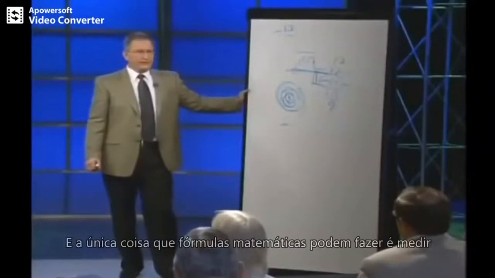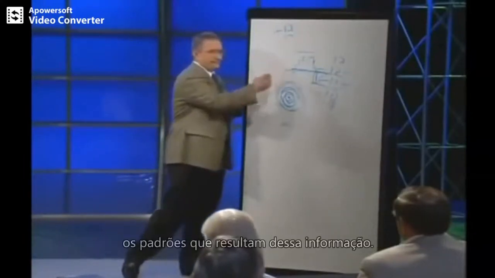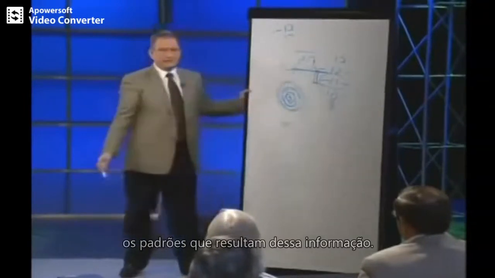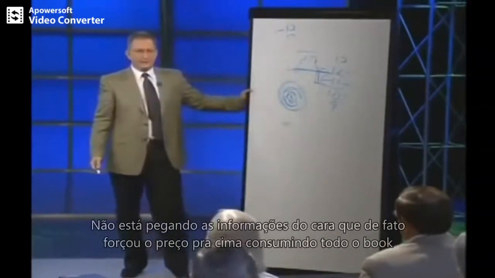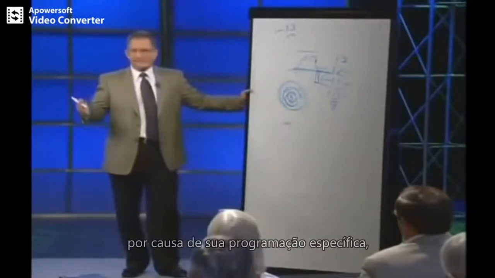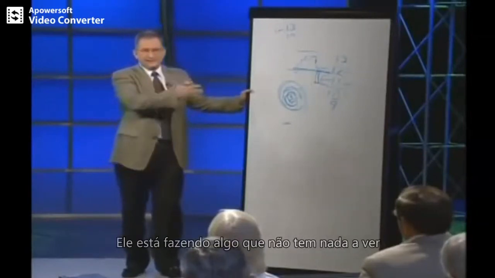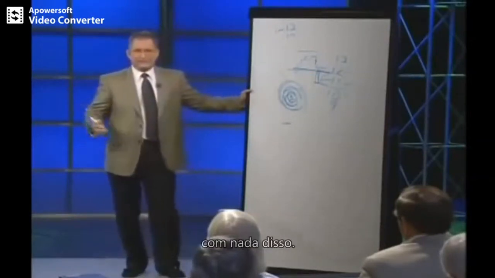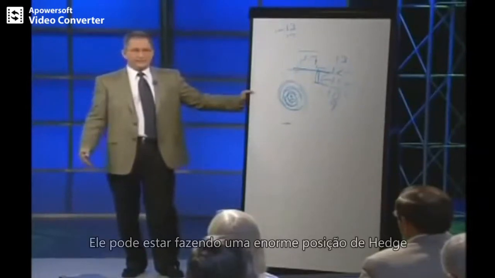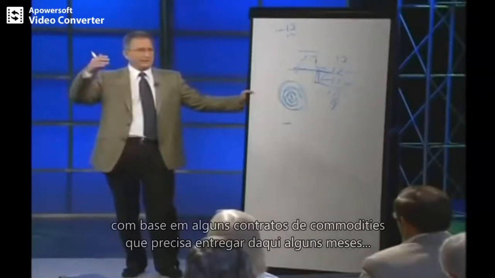And the only thing that mathematical formulas can do is actually measure the patterns that result from that information. It isn't getting the information of the guy who actually bid the market up by taking out all the offers because he's got some specific agenda about where he wants to see the prices go, because he's doing something that has nothing to do with your technical methodology or anybody else's. He might be putting on a huge hedge position based on some contract that he has to deliver something 3 months from now.